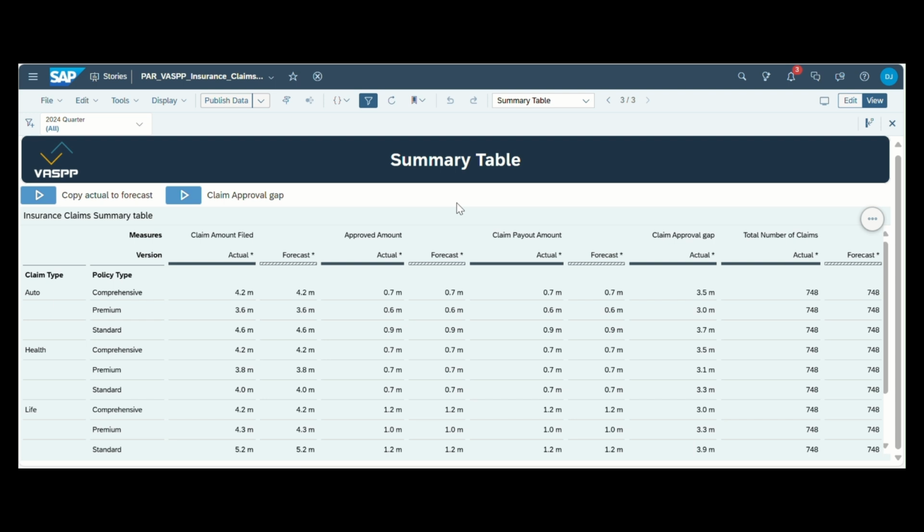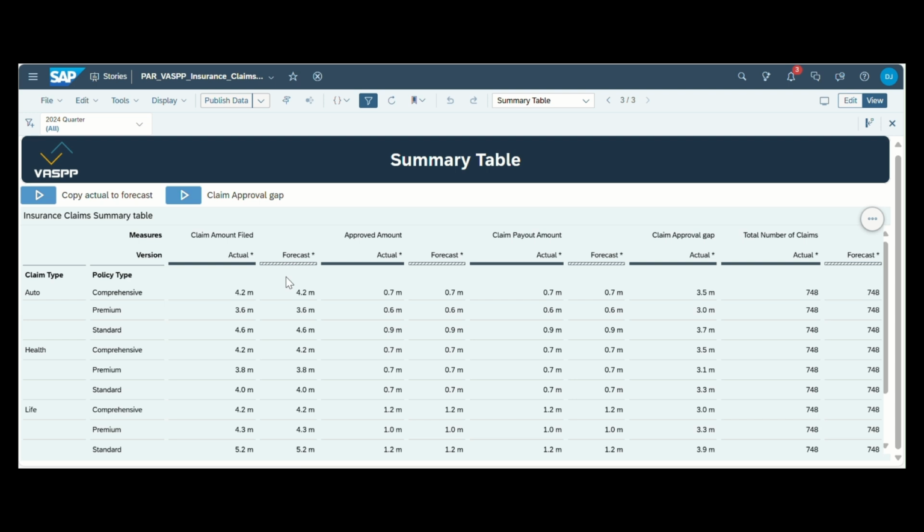This is your central command post, where operations meet financial performance, and every data point tells a story about product behavior, payout strategy, and risk management. Each row represents a combination of claim type and policy type, whether it's auto comprehensive or life premium, while the columns capture the key measures that define your claims engine: claim amount filed, approved amount, claim payout amount, and total number of claims. Even more powerfully, this table lets you compare actuals versus forecasts side by side, giving you a built-in tool for performance tracking, planning, and recalibration.